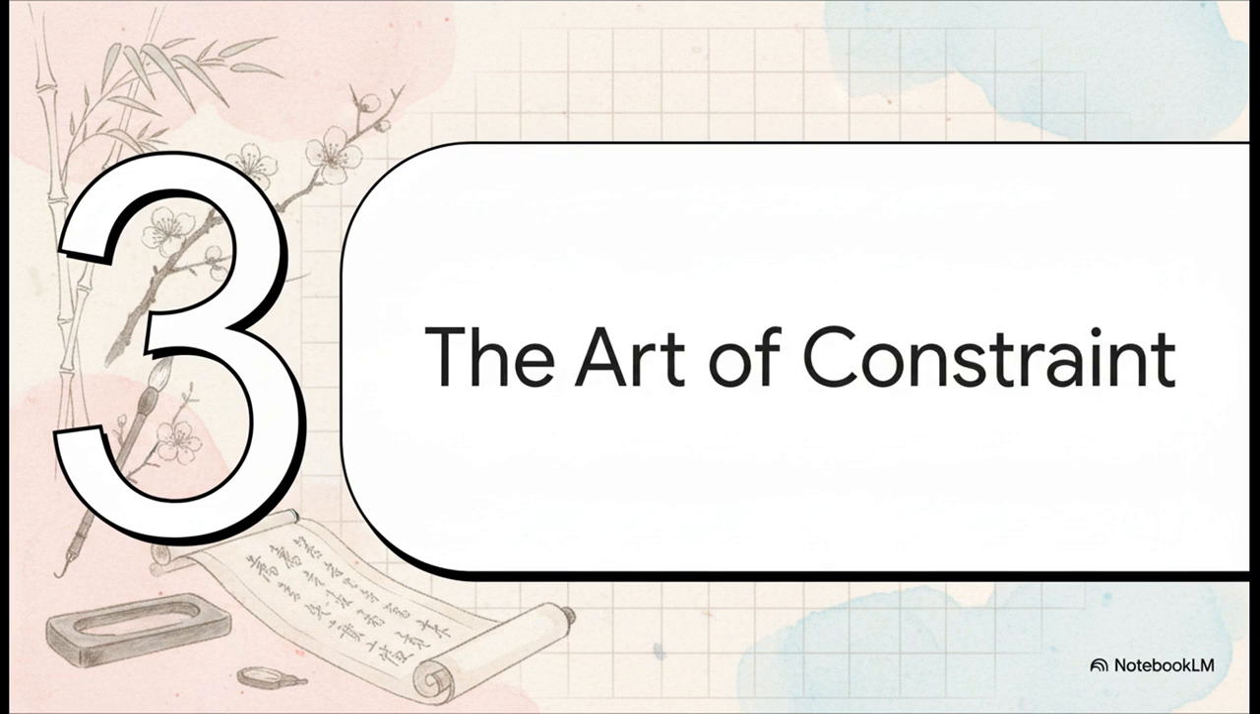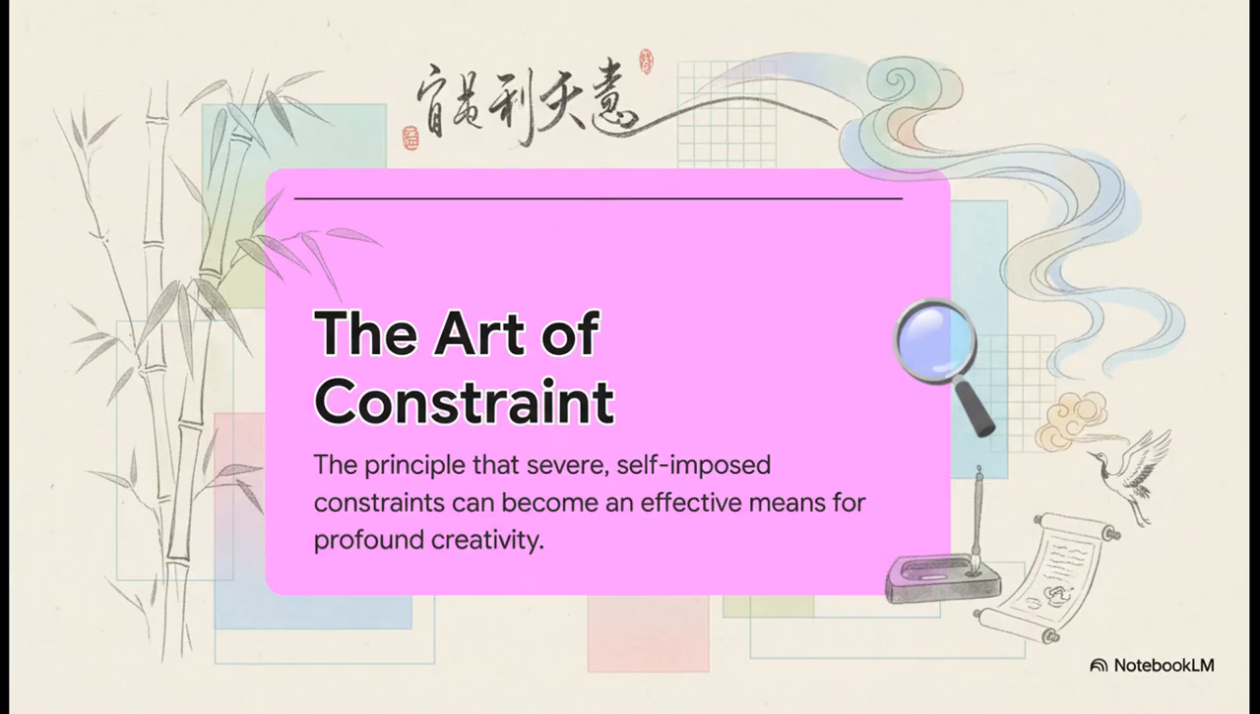And that brings us right to the heart of this whole thing, to an idea that feels like a total contradiction. It's called the art of constraint. And the principle is simple. What if strict limitations aren't the enemy of creativity? What if they're actually its best friend? The idea is that when you're forced to work inside a very tight box, you have to come up with solutions that are way more clever, way more profound than if you had total freedom.